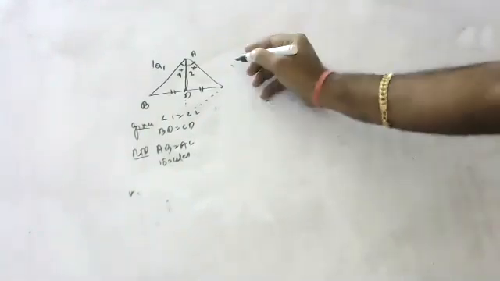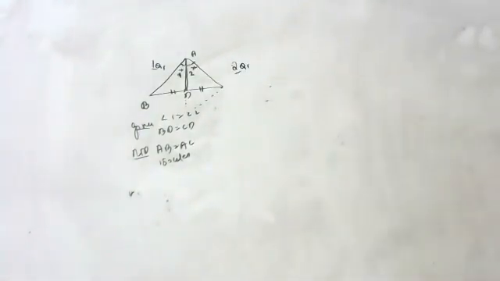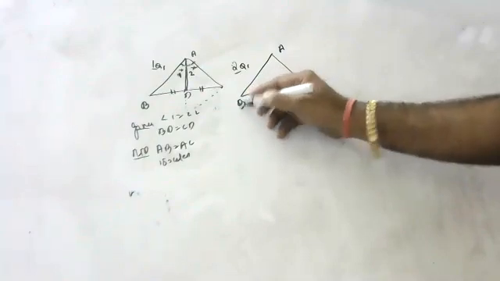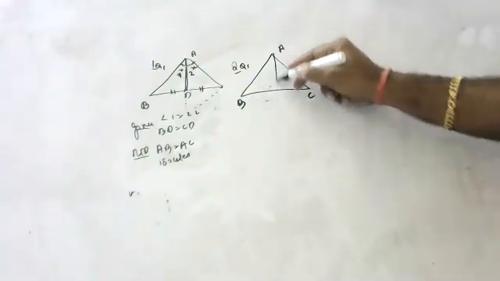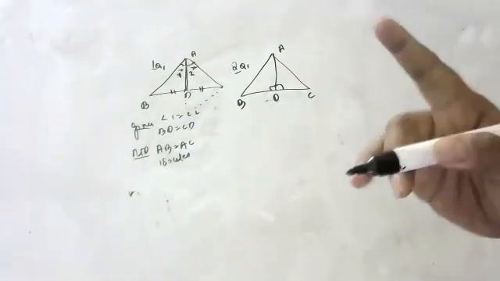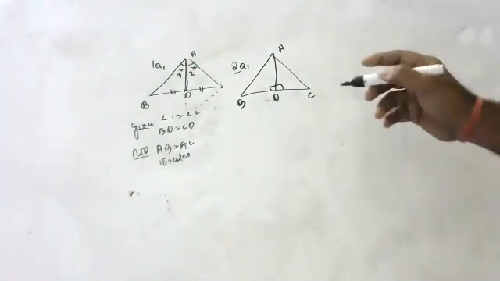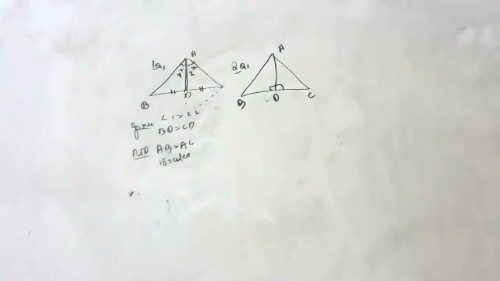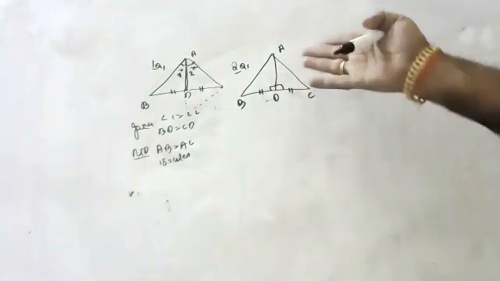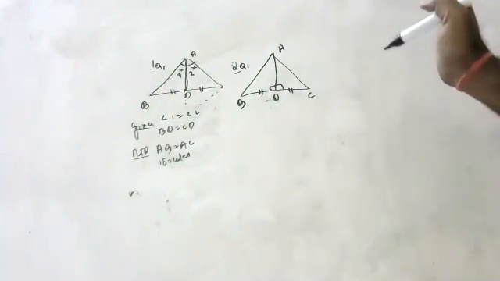One more question, same like this. If the altitude from a vertex of a triangle, altitude means what, children? 90 degrees. Altitude means directly 90 degrees. He's saying if the altitude from one vertex of a triangle bisects the opposite side, then prove that the triangle is isosceles. This is a very easy sum, children.